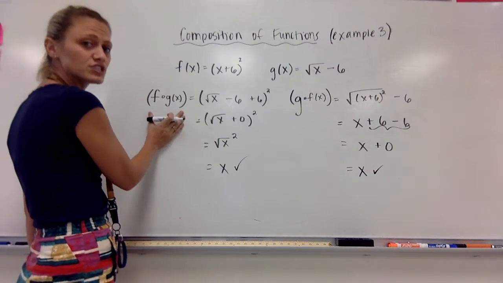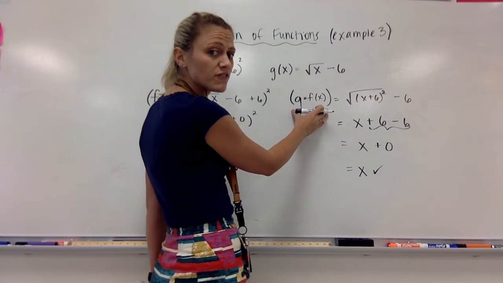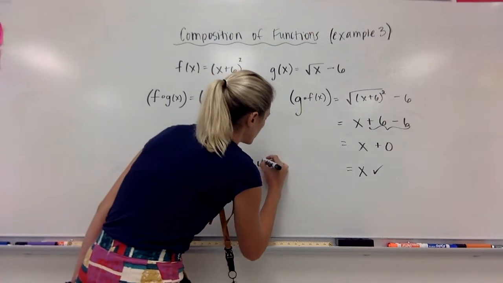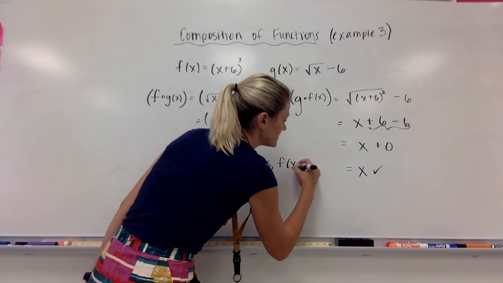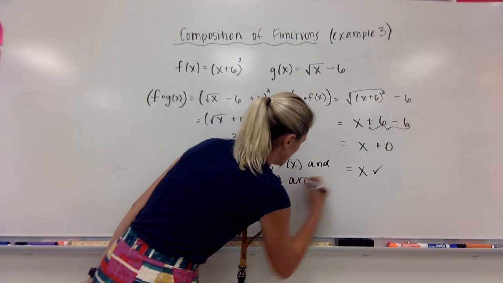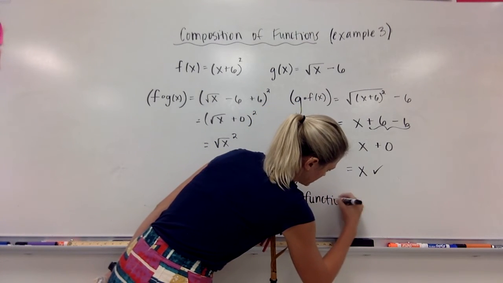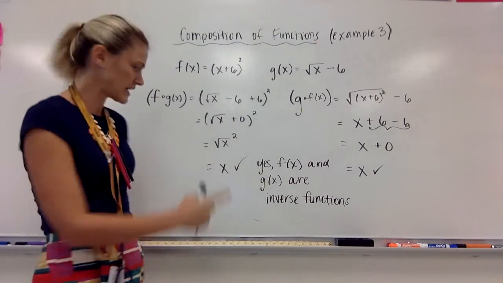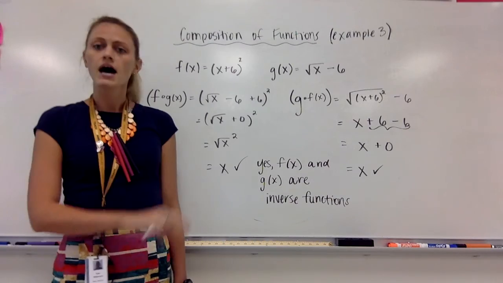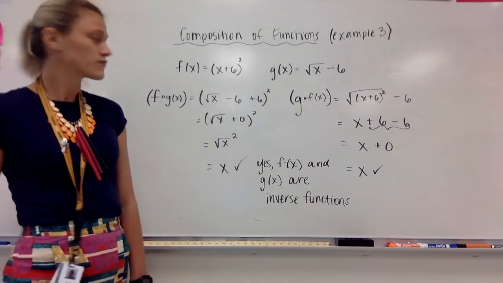So when we did f of g of x, we simplified and got just an x. When we did g of f of x, we simplified and got just an x. So yes, in this example, f of x and g of x are inverse functions. If you end up with just x's, you're good to go. They are inverses. If you don't end up with just x's, then no, they are not inverses. That's all you've got to say: no, these are not inverse functions.